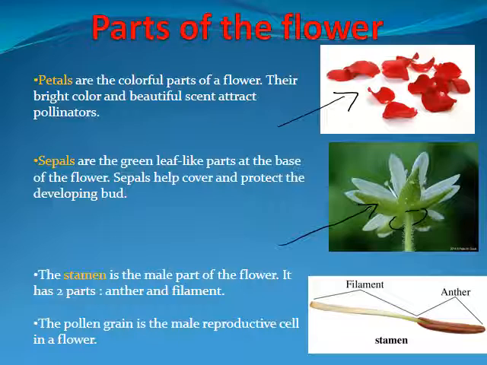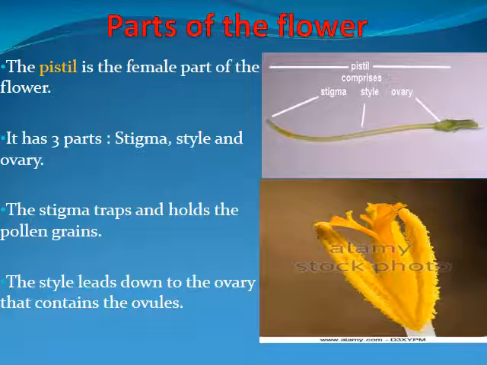The pollen grain is the male reproductive cell in a flower. Look at this figure. This is the stamen. It's composed of the filament. This is the filament, and this is the anther. Okay, let's move to another slide which talks about the pistil.